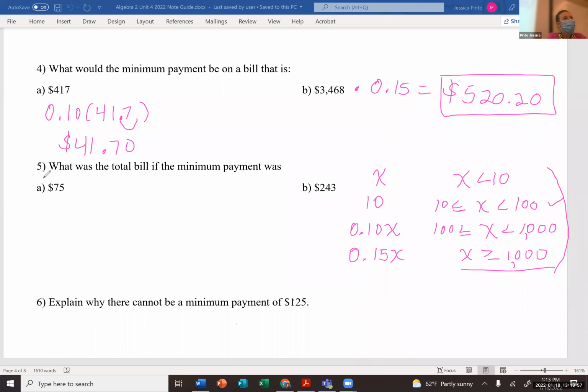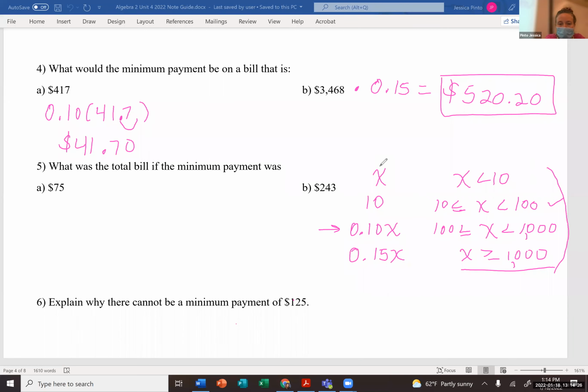Question 5 asks me a different question. They don't want to know the minimum payment. I want to know what was the total bill. These are the minimum payments. So these are the Y values. I need to find the X values. So 75, I'm hoping that that goes in this one here. I know that it's obviously not 10 and it's not going to be X because it's 75.